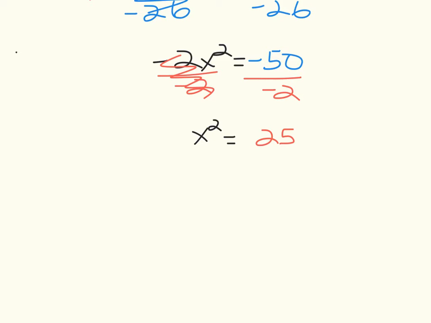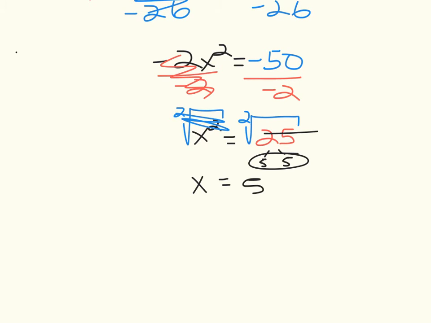X to the power of 2 equals 25. Well, in order to remove a power, I need to do a root. In order to remove the second power, I'm going to use the second root. And let's see, that goes away, and I get x equals, let's see, the second root of 25 is going to be 5 and 5.